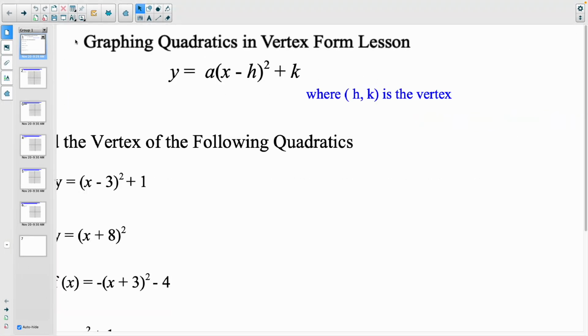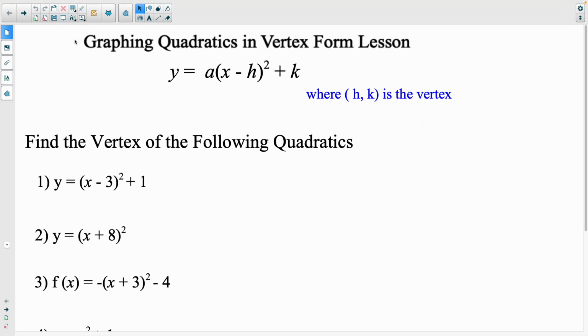Last cycle, we were graphing quadratics, the parabolas, the U-shaped graphs. We were graphing them in standard form. So we had to find negative b over 2a, and then plug it in, and that's how we found our vertex. Well, now we're going to be given it in a different form.